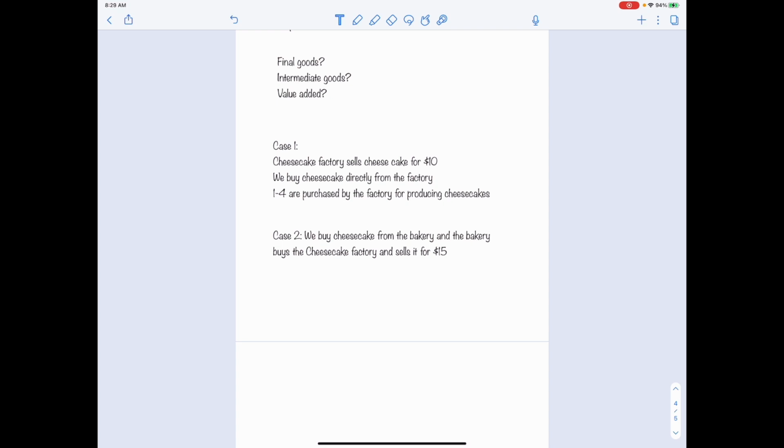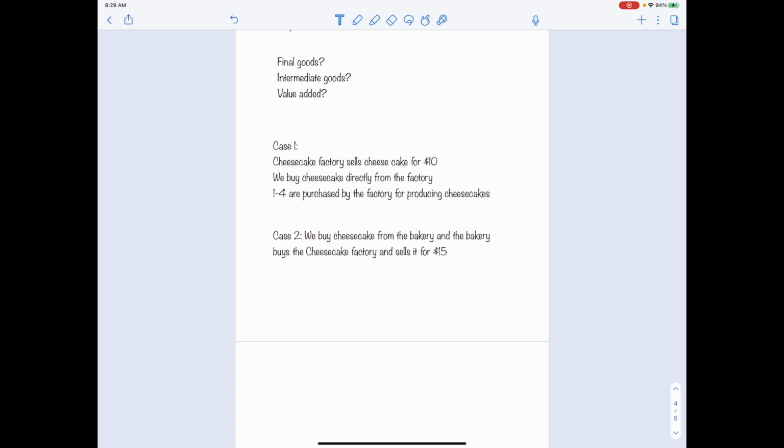Well, given that we are still the final user because we eat a cheesecake, the final good is the cheesecake bought from the bakery. But then what is the intermediate goods? The intermediate goods for the bakery is also the cheesecake. But then, what is the difference between the cheesecake that we eat, which is the final good, versus the cheesecake that is the intermediate goods for the bakery?